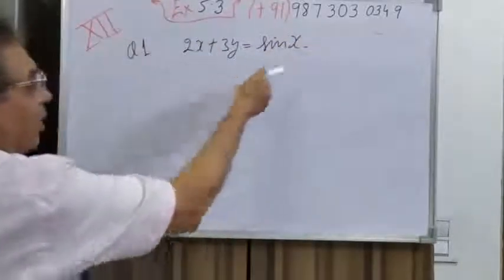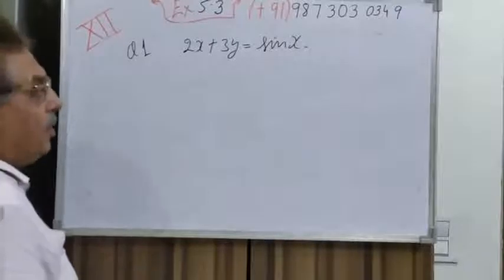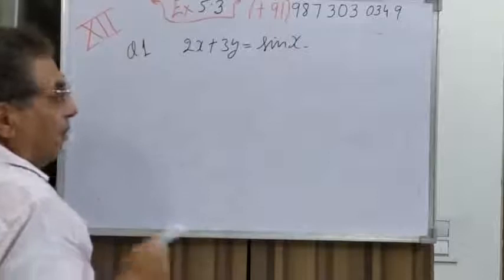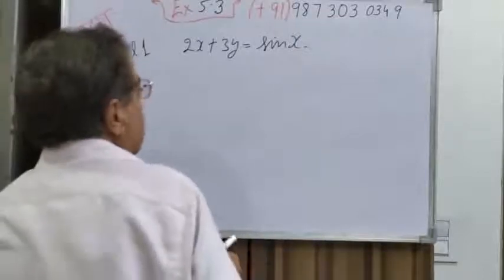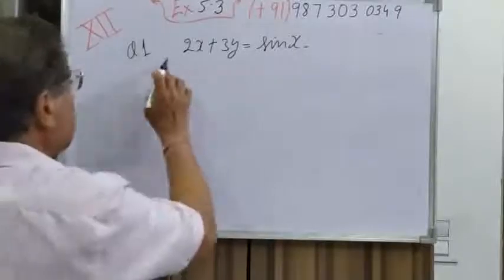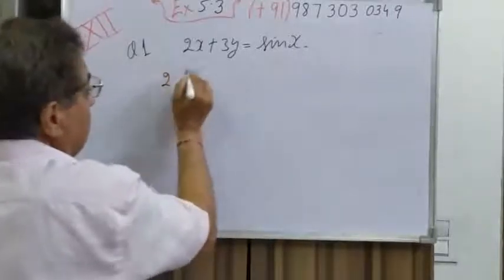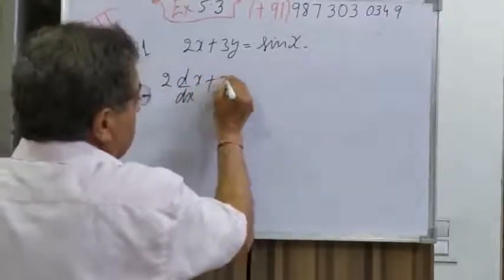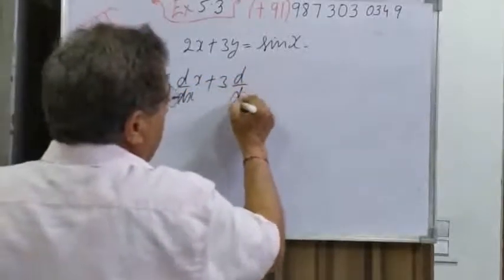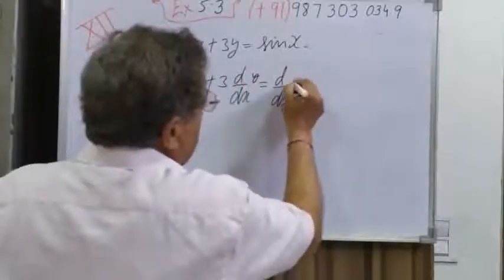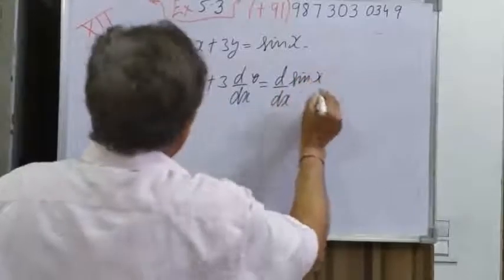Now x and y both are mixed here. In exercise 5.2 we were taking the whole of the function to be y. Here x and y are in between the functions, so we have to differentiate in the simple way. 2 is a scalar quantity: derivative of x, scalar quantity, derivative of y, and then derivative of sine x.